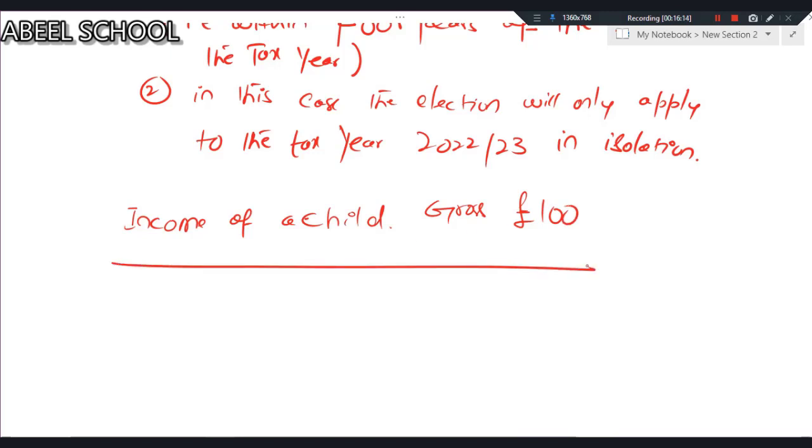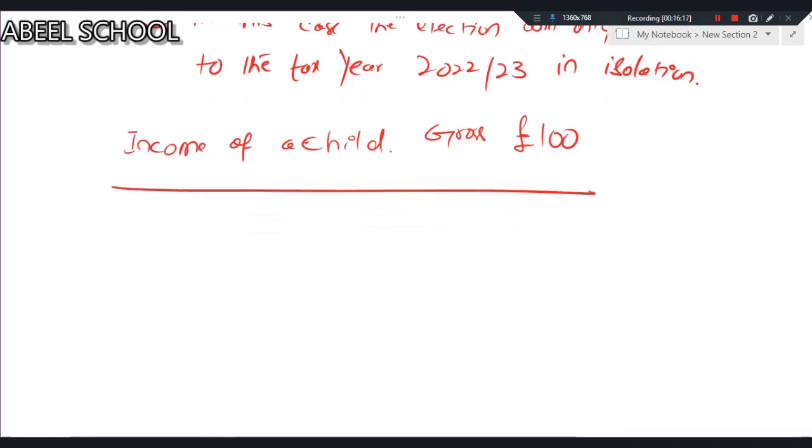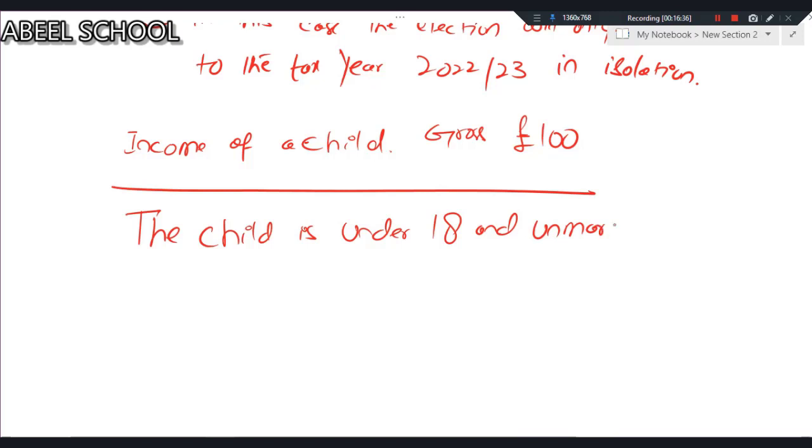Number one, let us discuss what we mean by child in the UK. In order to be treated as a child in the UK, two conditions must be met. The child is under 18 and unmarried. Both the conditions must be met, okay? The child has to be under 18 and has to be unmarried. In other words, a minor.